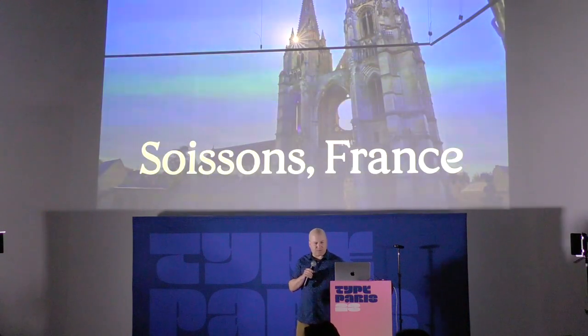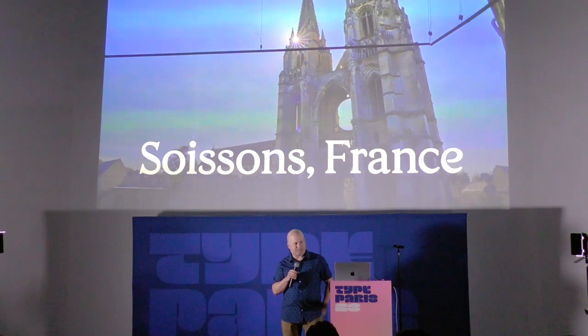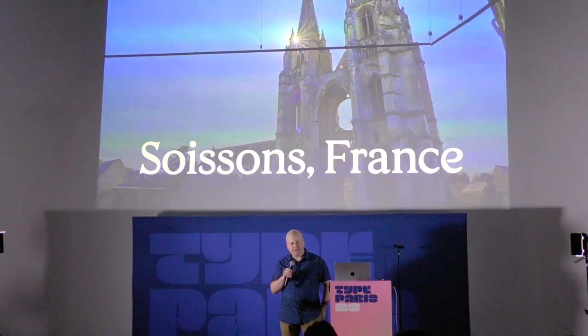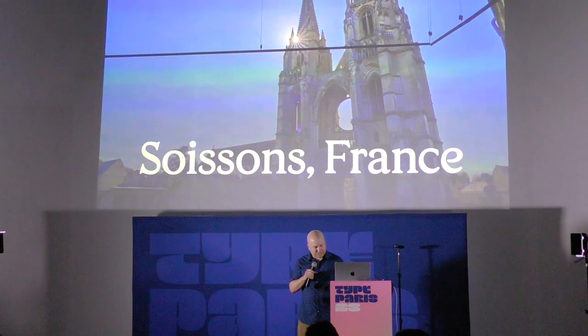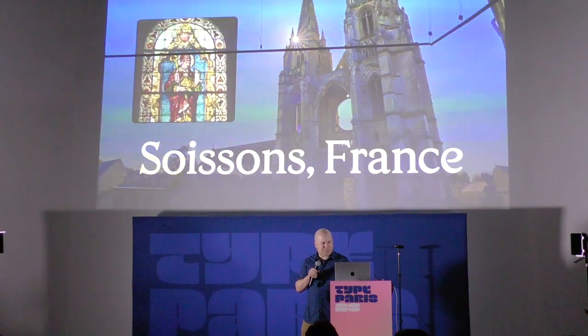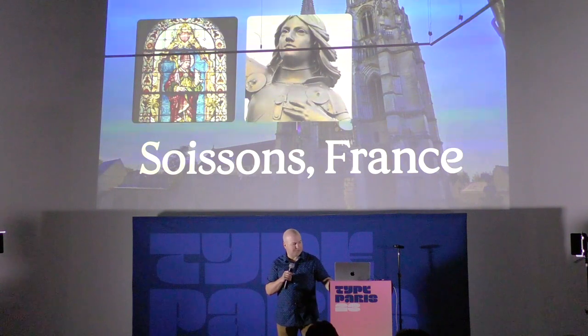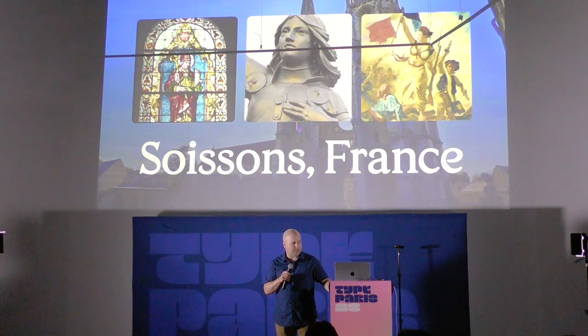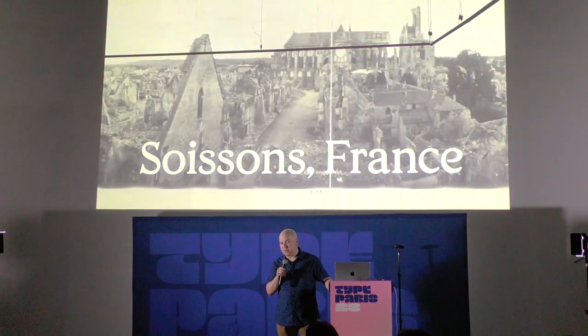Soissons is one of the oldest cities in France. It dates back to 300 AD. It's the site of the first Catholic mission. That's Saint Arnold. It was liberated by Joan of Arc a couple centuries after that. It was also one of the major sites outside of Paris of the French Revolution. Has a long storied past. It also obviously was the site of quite a bit of destruction during World War I.